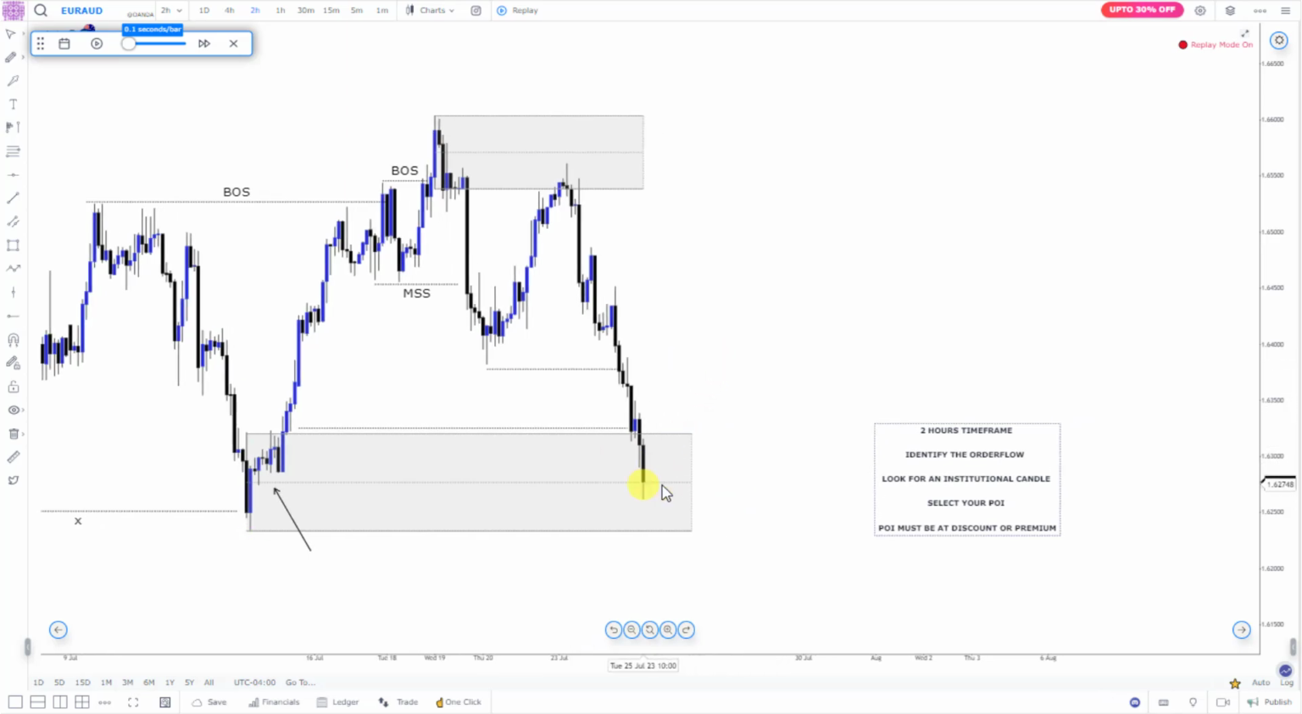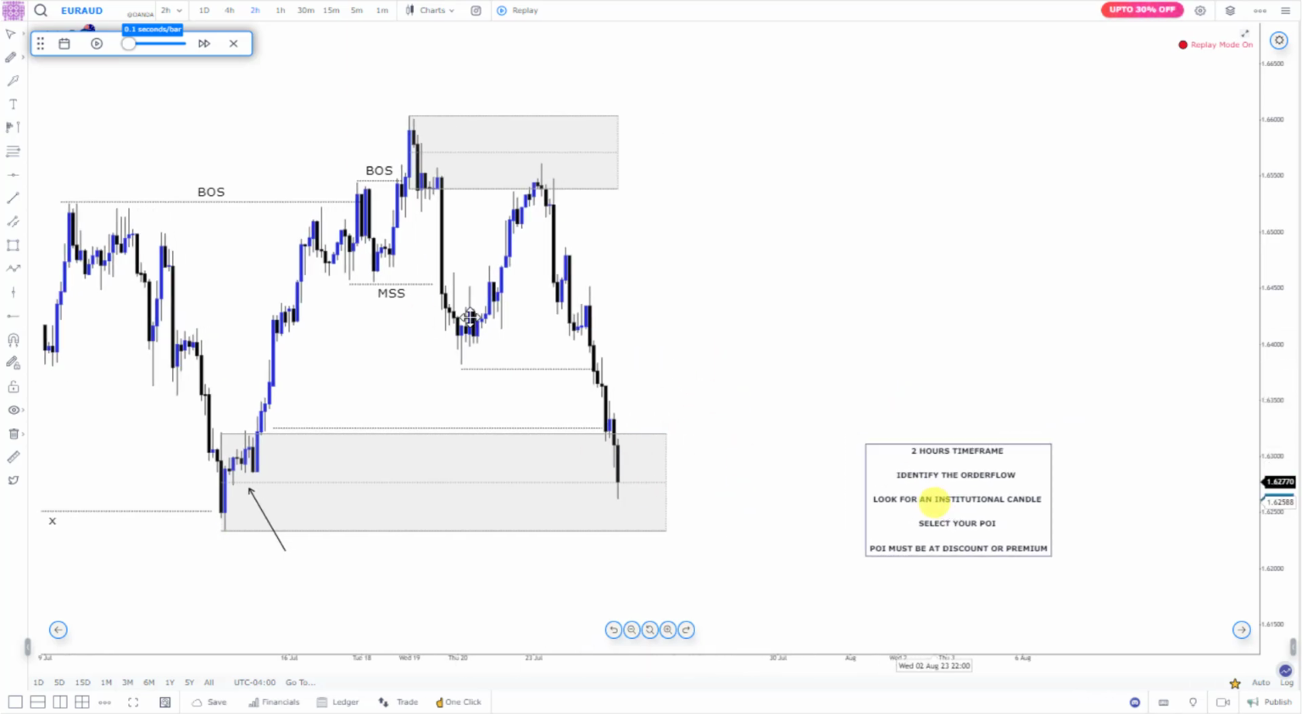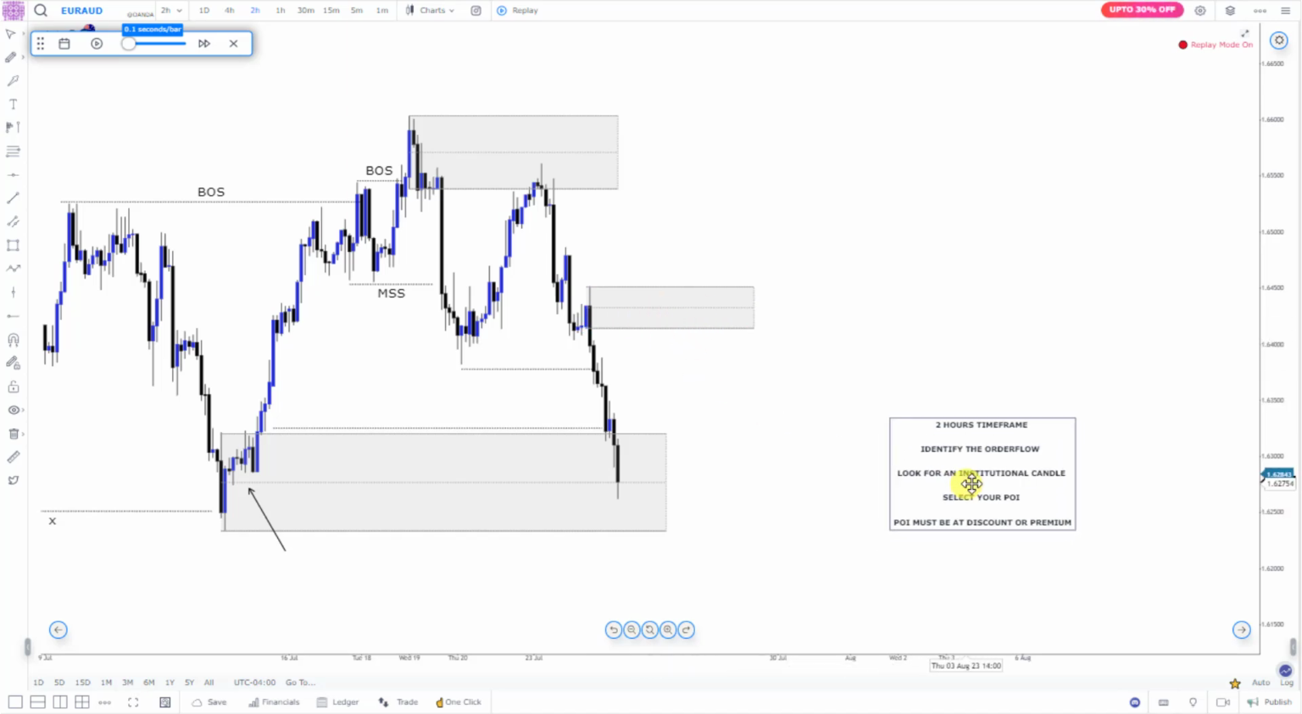Now price mitigates the zone, and we're going to expect a continuation to the upside. But what you should also keep in mind is that we have this point of interest right here. In most cases, we usually see price coming back to mitigate or react a little bit from this kind of point of interest. This is what I've noticed from experience.